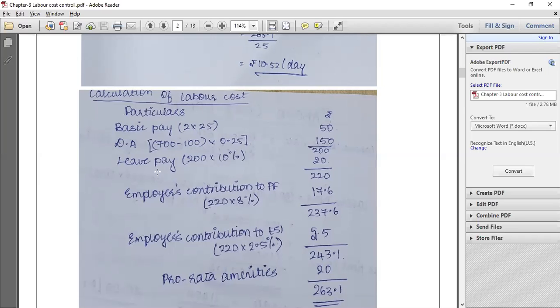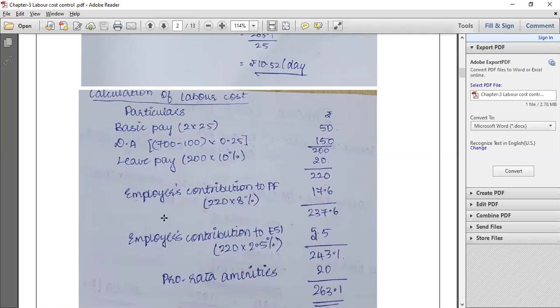Then the third item is leave pay. How do you compute it? They have given us 10% on first and second. The first item is basic pay and the second item is DA. Basic pay is 50 and dearness allowance is 150, so 50 plus 150 put together is 200. On 200, 10% will be your leave pay for an employee per month. So 200 into 10% means 20 rupees per month. So you are getting a total of 220.